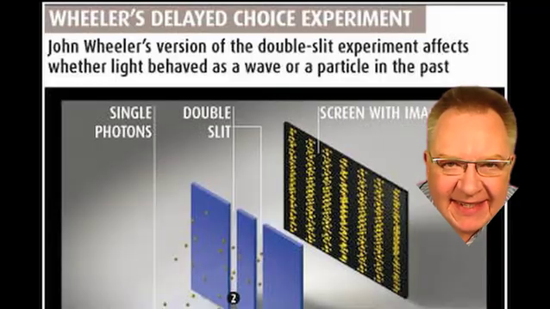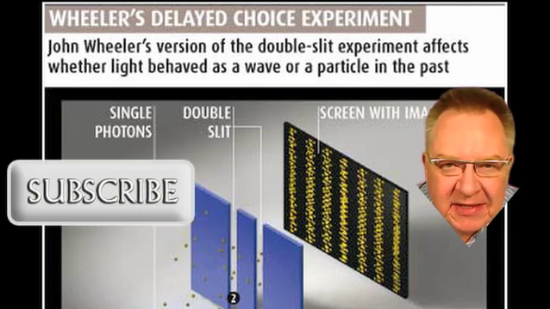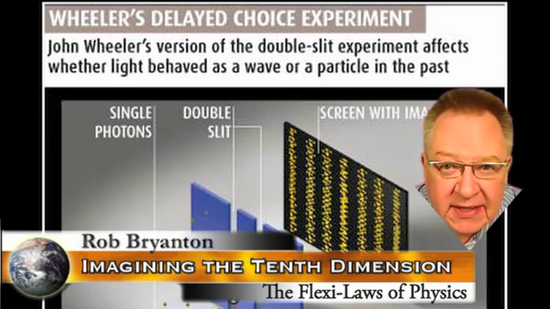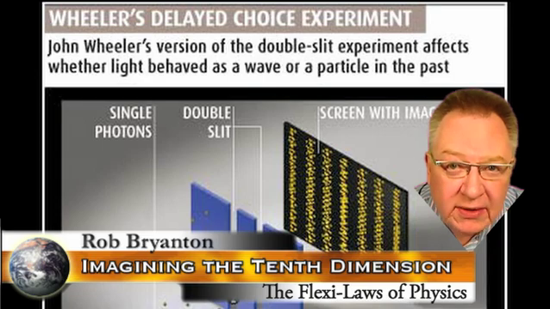Hi, it's Rob Bryanton, and today's entry in the Imagining the 10th Dimension video blog is called The Flexi-Laws of Physics. One of the ideas that relates very strongly to our recent discussions here at Imagining the 10th Dimension is the experimentally observed proof of what is known as Wheeler's delayed choice experiment.